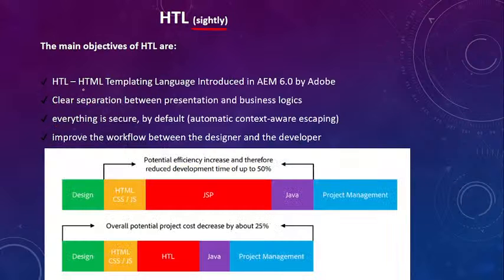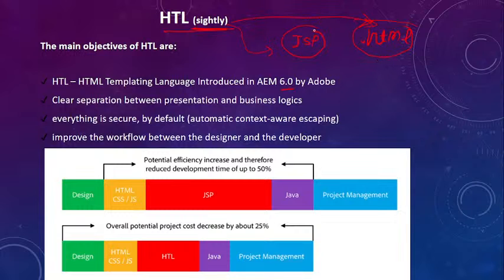Okay, so first of all, HTL stands for HTML Template Language, and it was introduced in AEM 6.0 by Adobe. Second thing, instead of JSP, we'll change the extension from JSP to HTML. Why are we changing from JSP to HTML? Because Adobe has introduced one language, that is HTL, and this language is embedded with your HTML only, not with your JSP. So that's why we'll use HTML and change the extension from JSP to HTML.